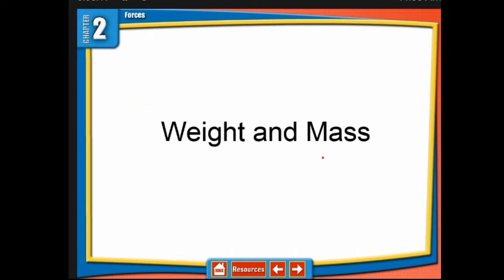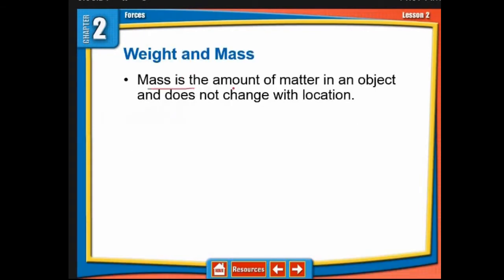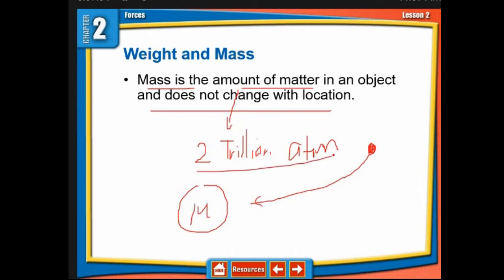So let us distinguish first the weight and mass. Weight is related to gravity. Mass is the amount of matter in an object and does not change with location. Let's say, hypothetically, I have a rock and this rock has 2 trillion atoms. Here on Earth it has 2 trillion atoms, but once I put it on the moon, what do you think will happen? It will still have 2 trillion atoms.